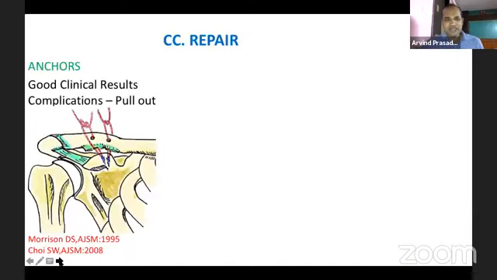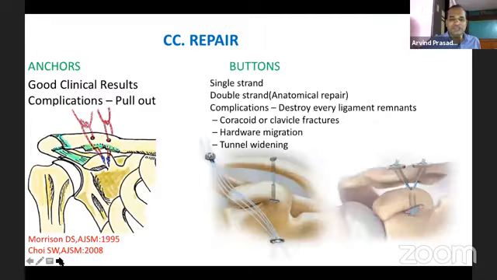Now, recently, the main focus is on CC repair with the use of anchors, and it gives very good clinical results. The only problem is the pull-out of the anchor, particularly with smaller anchors, 2.5 or 3 mm type of anchor. Those with 5, 5.5 or 6 mm anchors give very good results. There is very high pull-out strength of that.